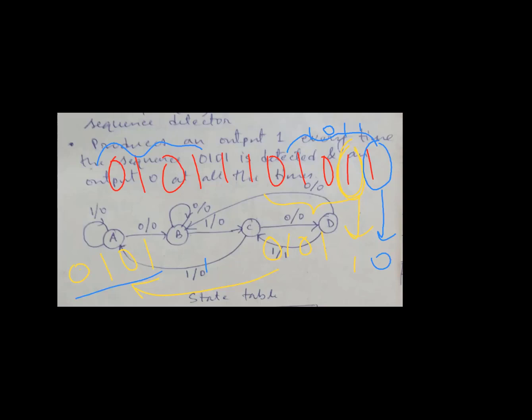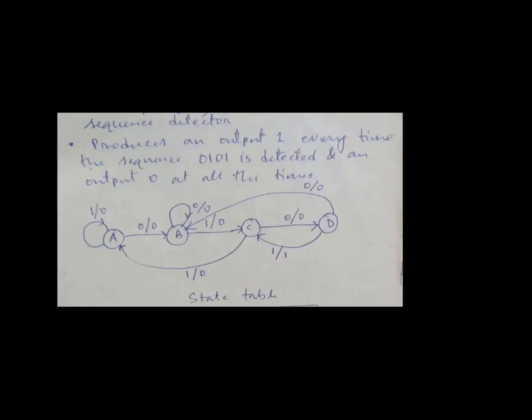But if your sequence is 01010, then your sequence is 5 bits. In that case, when the detector scans a bit, it looks at the last 5 bits. So how many bits it looks at depends on the number of bits present in your sequence. If that sequence is present in the last 4 bits or last 5 bits, whatever, then output is 1.